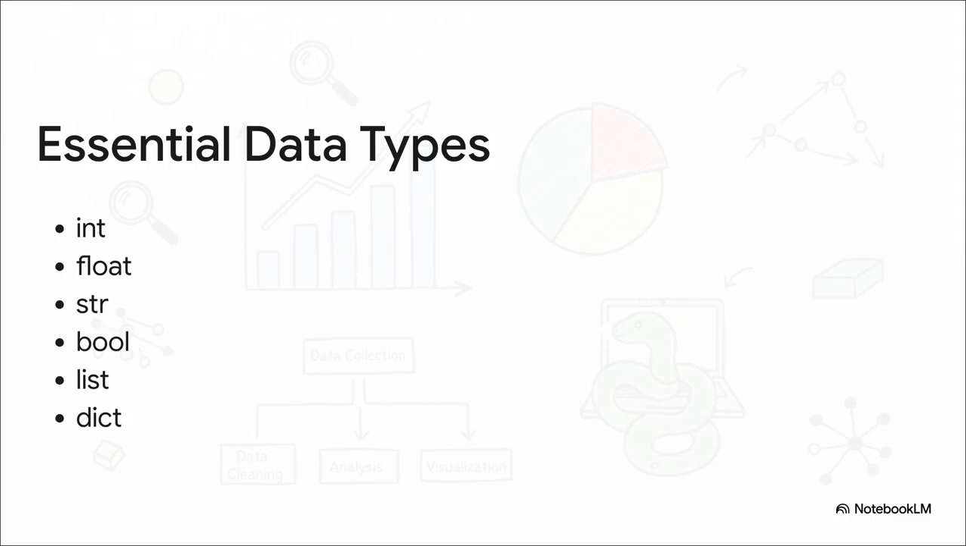Think back to that music recommendation engine we just talked about. An integer might track a user's age, a string holds the artist's name, and a boolean, well, that just flags whether they have a premium subscription or not. This is literally the DNA of every complex data set you've ever interacted with.